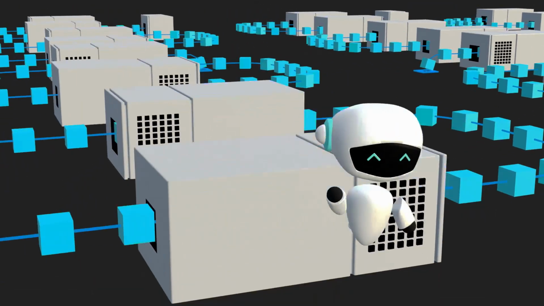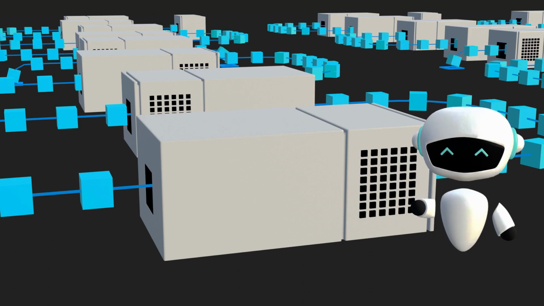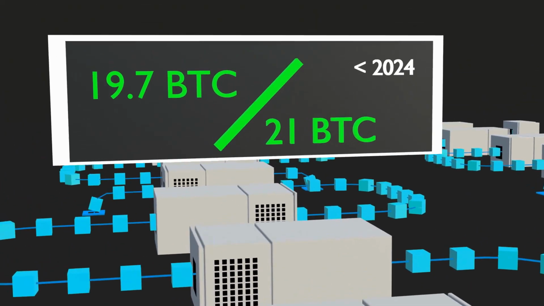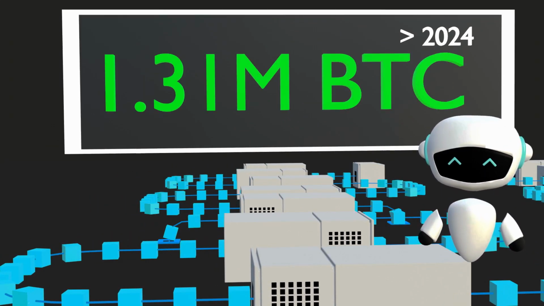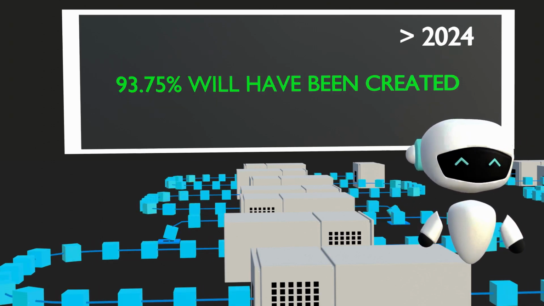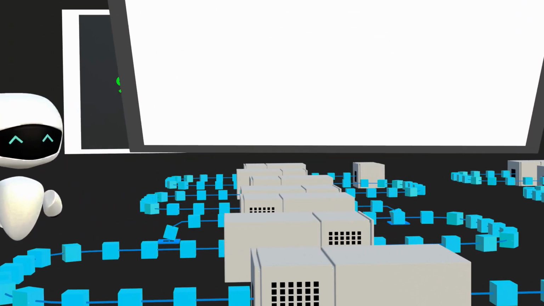In the current stage, the reward per block is 6.25 Bitcoin, and will reach a total supply of 19.7 million Bitcoins at the end of this phase. Meaning that from 2024 to 2140, there will only be 1.31 million Bitcoins distributed. In other words, 93.75% of all Bitcoins will have been created when the fourth halving occurs in 2024.